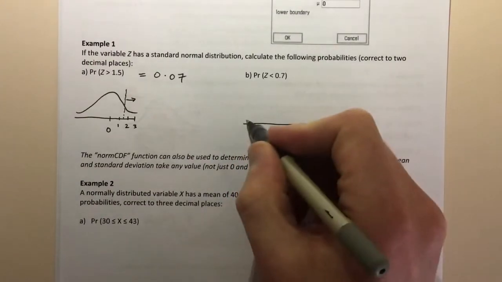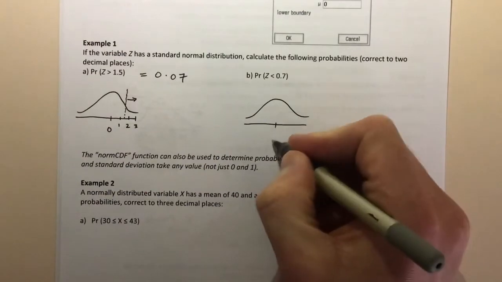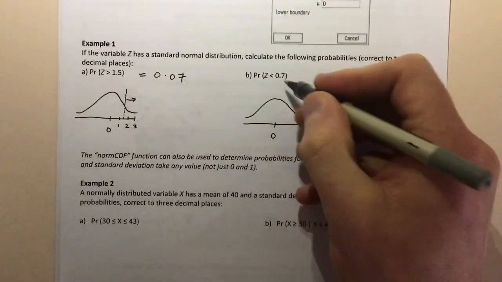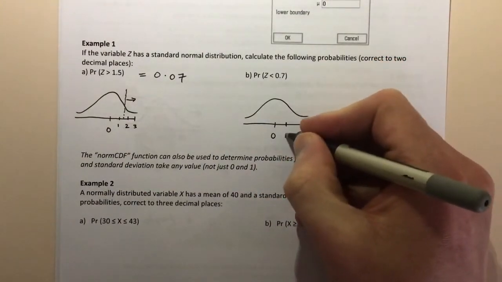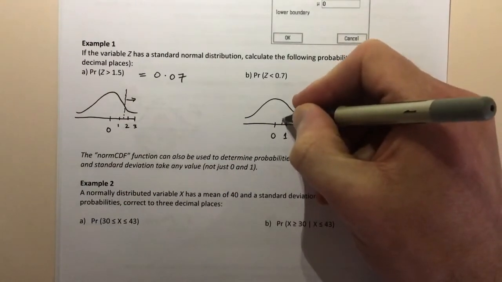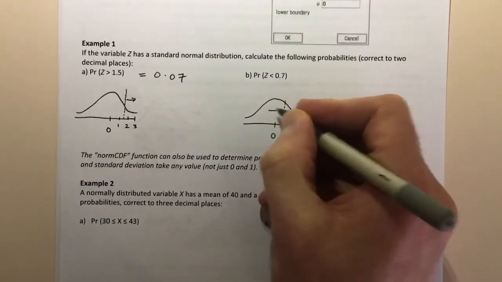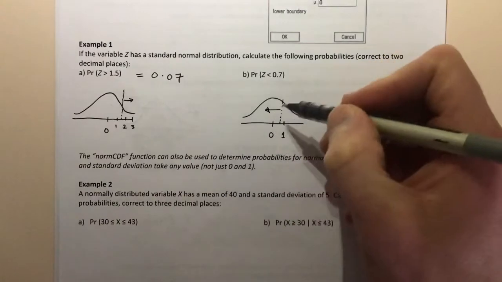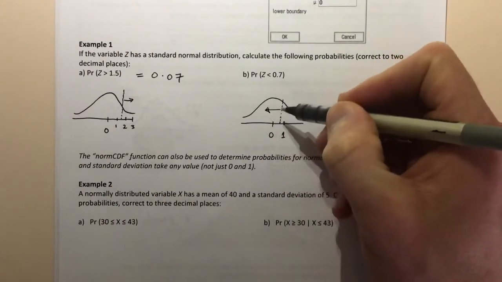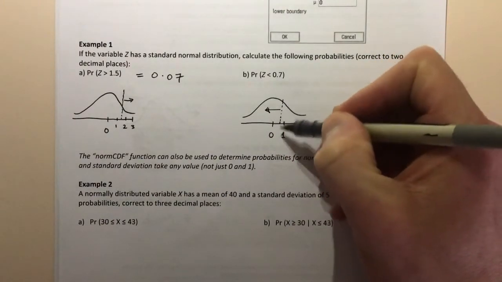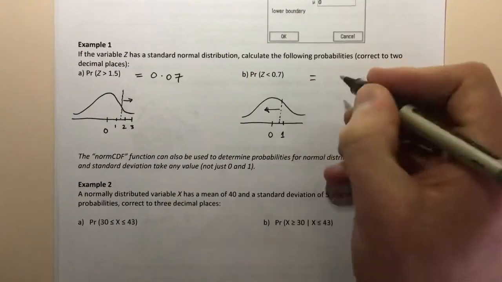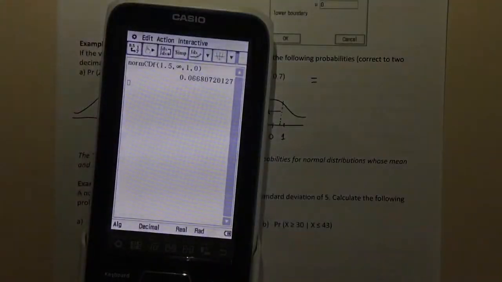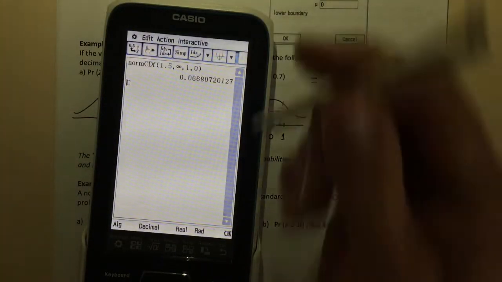Again, if we were to sketch our bell curve with 0 in the middle, so 0.7, well, if here's one standard deviation above, 0.7 would be approximately here. So if we're looking at less than that score, we're now expecting a probability that's a bit over half, okay, because we should have more than half of the distribution below this value. And again, we go to our calculator to confirm that and get the exact probability.